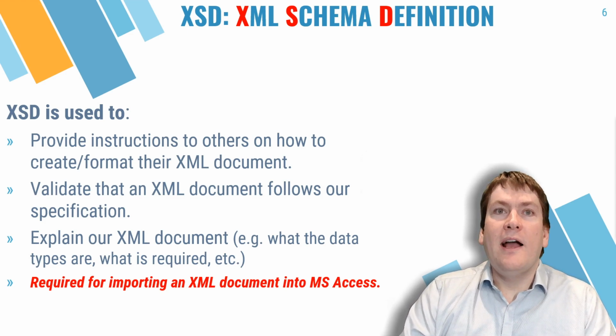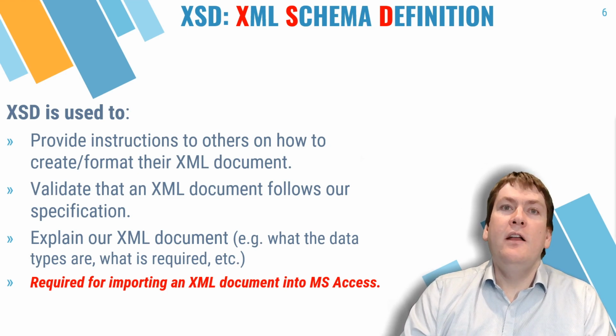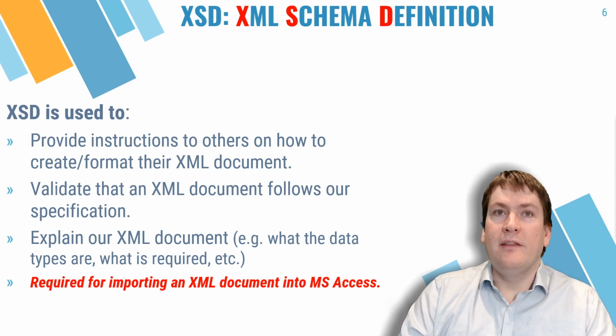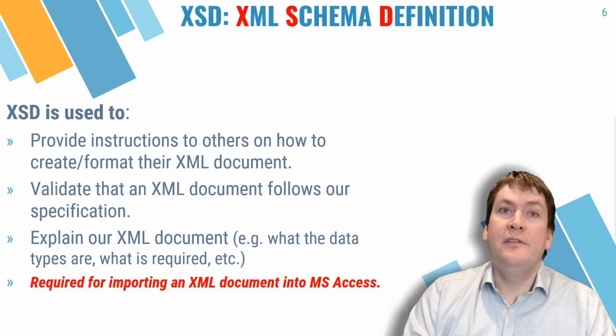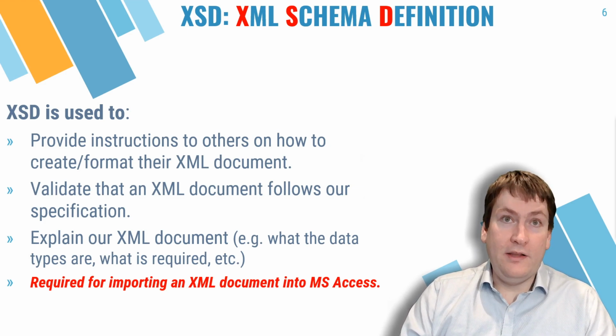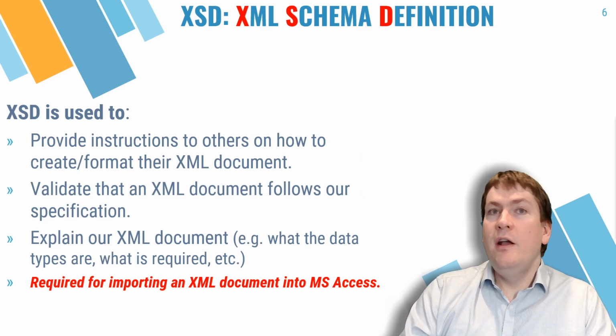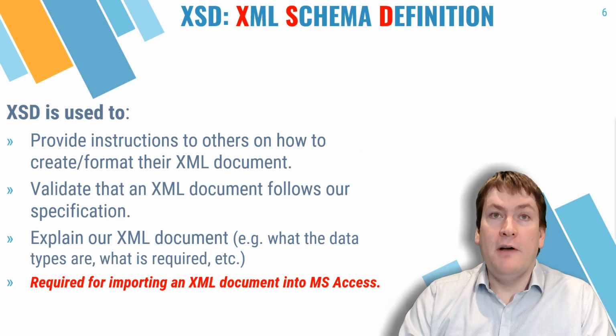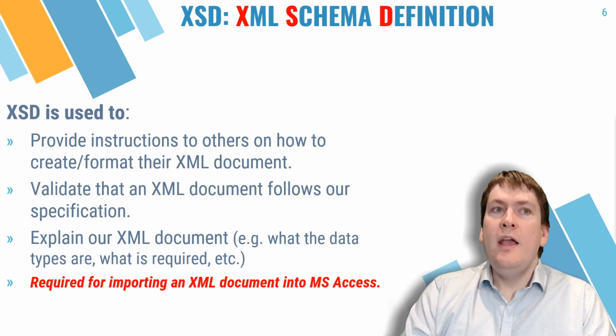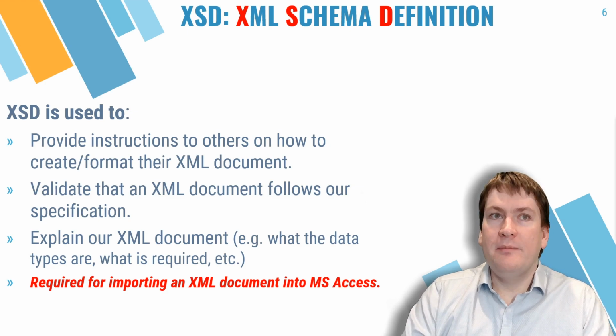For example, we might have a marketing intern that we're giving a specification to and say, make this patient list or make this supplier list. We want to see if they did it correctly, if it conforms to our specification. So we can use XSD documents to sort of automate that check.